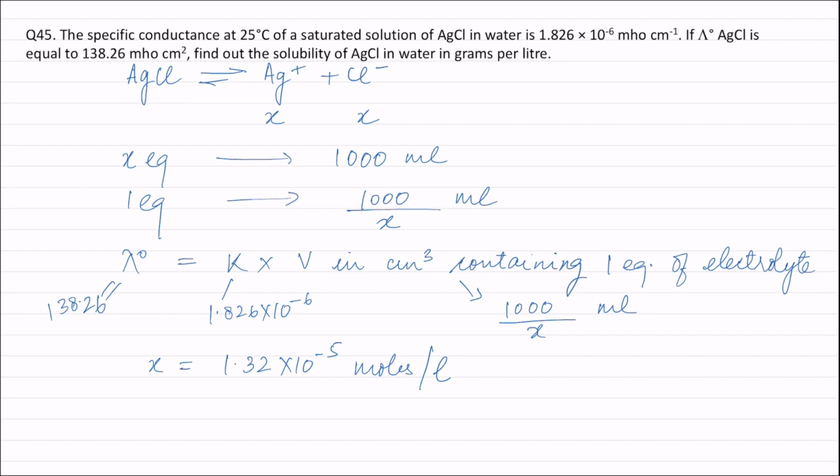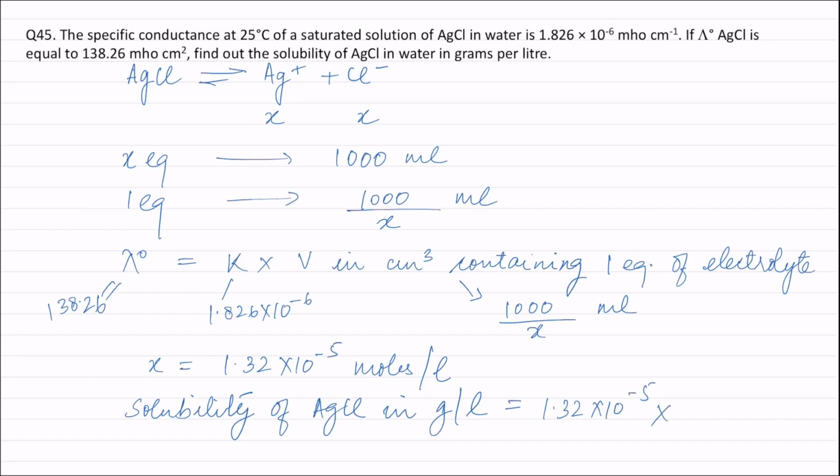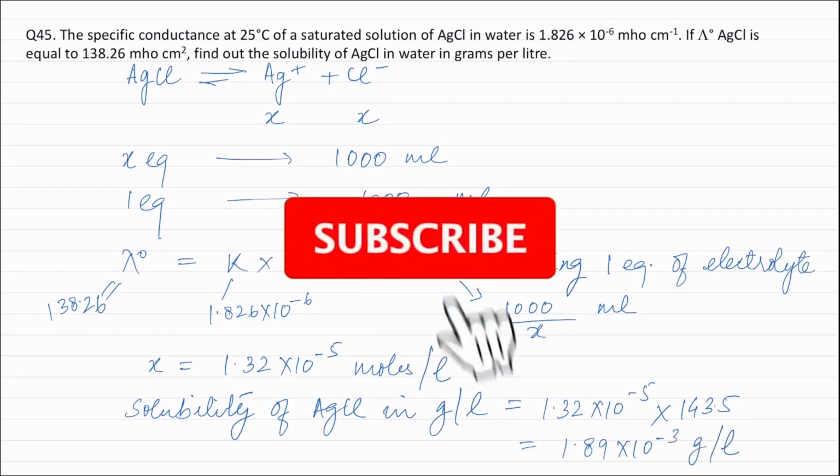Therefore, solubility of AgCl in grams per liter will be equal to 1.32 into 10 to the power minus 5 into molecular weight of AgCl, that is 143.5, and this is equal to 1.89 into 10 to the power minus 3 grams per liter.